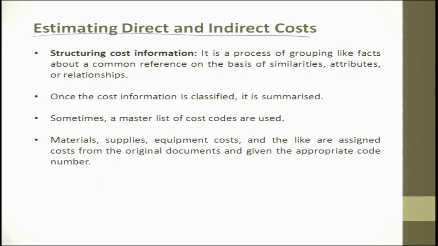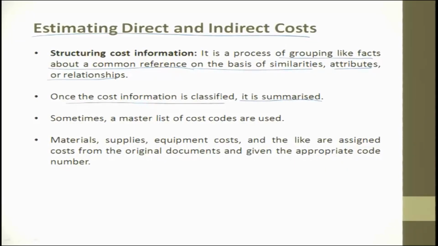Estimating direct and indirect cost. Direct costs are those where the material cost and the person involved in developing the product directly touch the product. That costing is called direct cost. Indirect costs are something like a supervisor or a computer purchased. Structuring cost information is the process of grouping like facts about a common reference on the basis of similarities, attributes and relationships. The basis is similarities between products and attributes, such as fine color and texture, and their relationship.